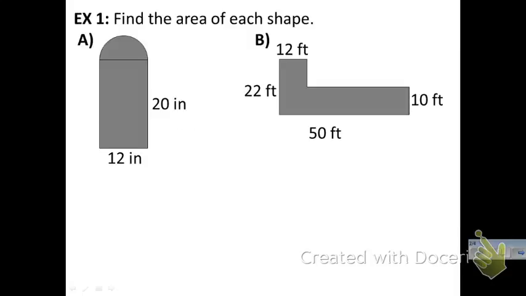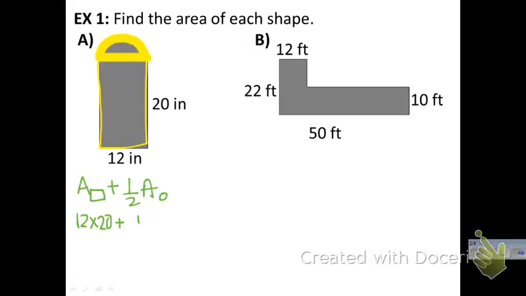So on example 1 it says find the area of each shape. The first thing that you probably should do is break this into two shapes that we know. So for example, right here we have a rectangle, so we're going to take the area of the rectangle and we're going to add it to this half circle here. So I'm going to say plus half the area of a circle. So our dimensions for our rectangle are 12 by 20.